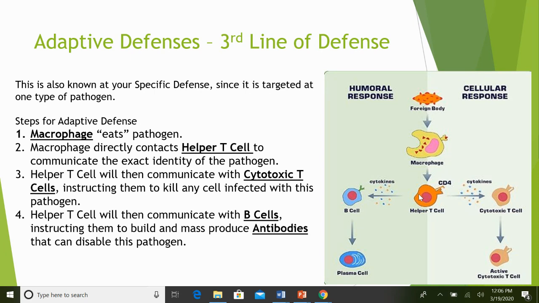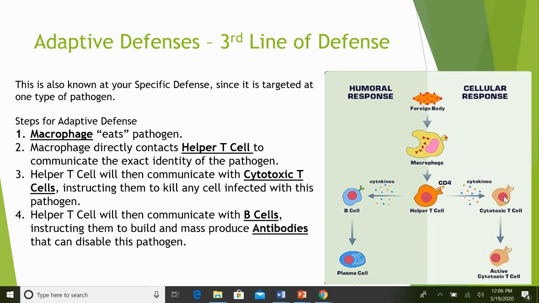Now that the helper T cell has identified this pathogen, this helper T cell is kind of like the general of the army. The helper T cell can call out through chemical signaling and also through direct contact. There are some other things happening here that we can get to in AP Bio, but this helper T cell can notify and initiate cytotoxic T cells and B cells to go specifically to that particular pathogen in order to wipe them out.